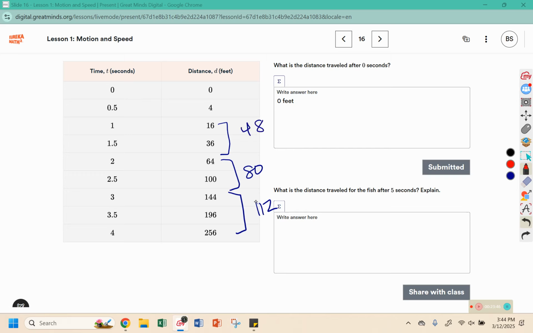So each time, we wanted to go from 4 down to 5 seconds. Each time, these values are increasing by 32. So if we increase 112 by 32, that should be a change of 144. So if I add 144 to 256, that would give me 400 feet.